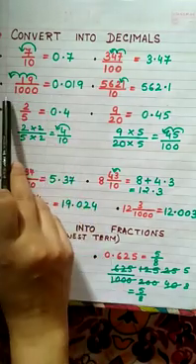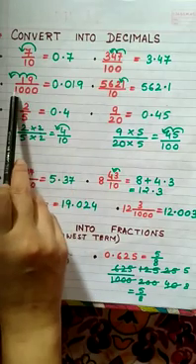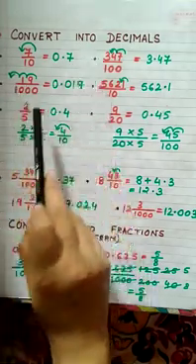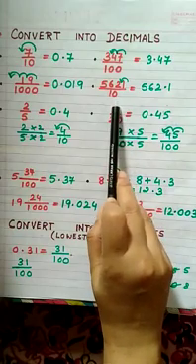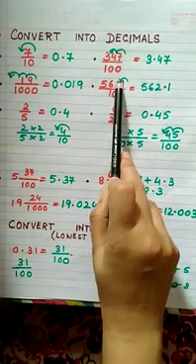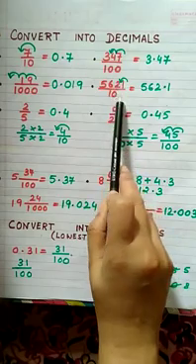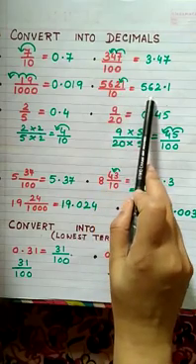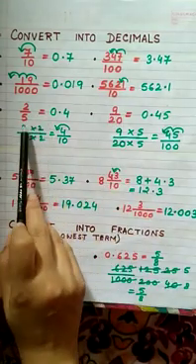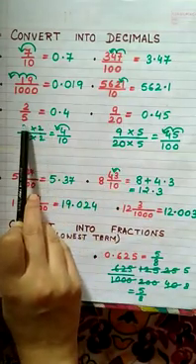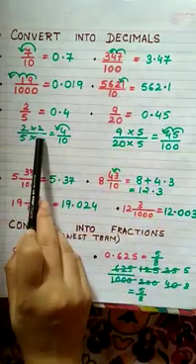Every time we are putting 0 in the place of whole number because we don't have whole numbers here. In this number, there is 1 zero. So we replace the decimal 1 digit back. So it is 562.1.